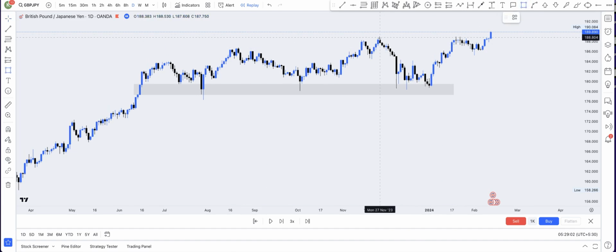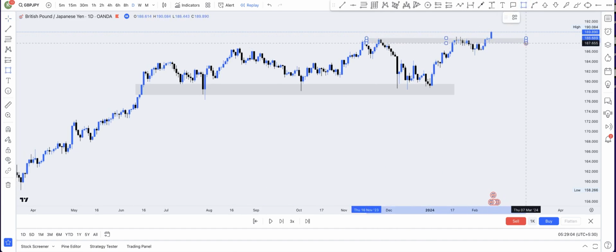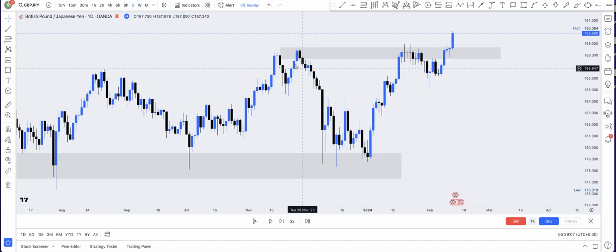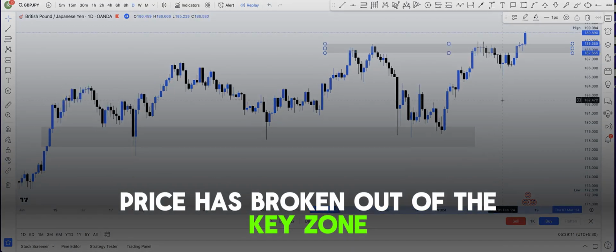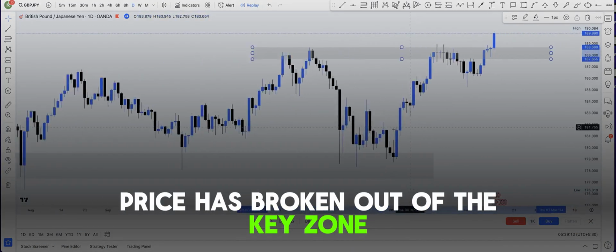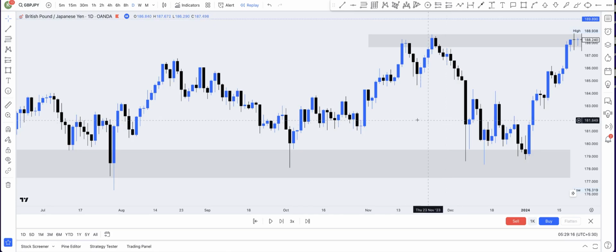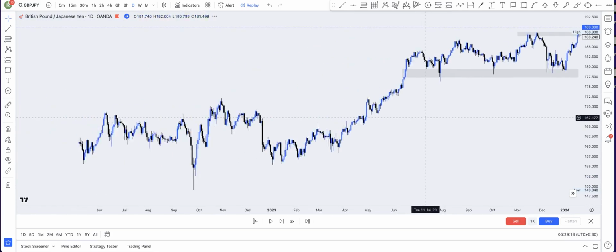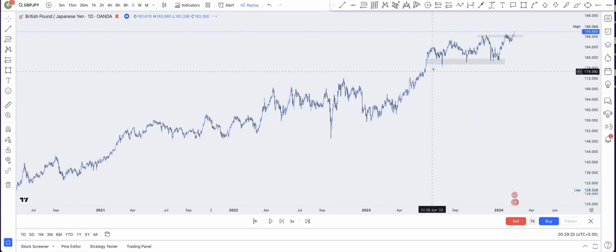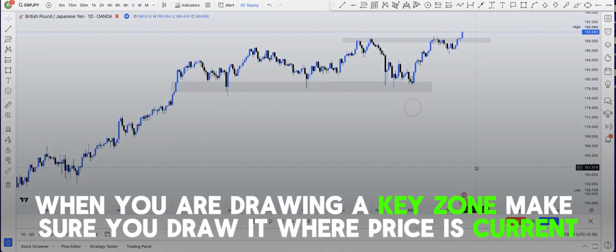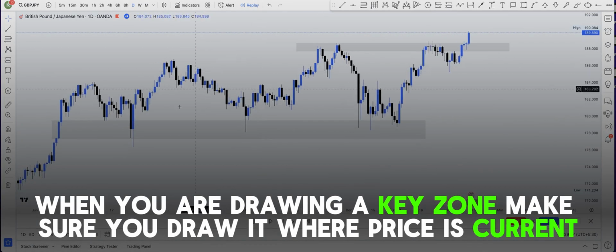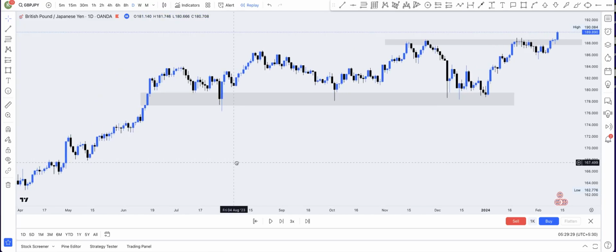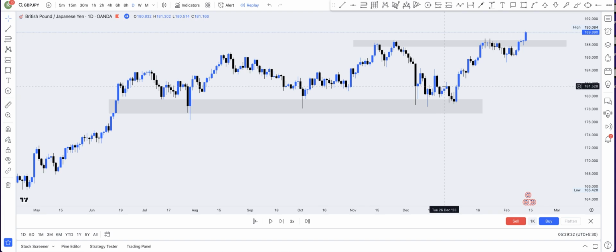Then we also have our second key zone here. You can see what is happening here already. Price has broken out of the key zone. Let's see if we can get another key zone over here too. Okay, so this is our first key zone at this point, and we also have our second key zone. When you're drawing a key zone, make sure you draw it where price currently is. Do not let the key zone be far away from where price is, because when it's close to where price is, that is when you know the next direction of price.